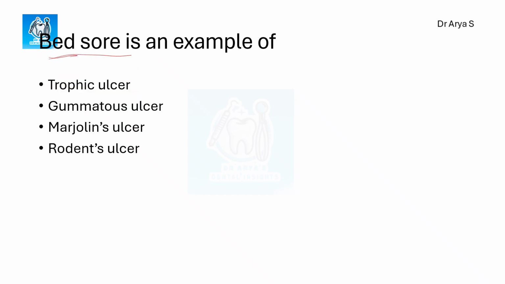The next question. What is bed sore? It is an example of which: trophic ulcer, gummatous ulcer, Marjolin's ulcer, or rodent ulcer? So bed sore is an example of trophic ulcer.